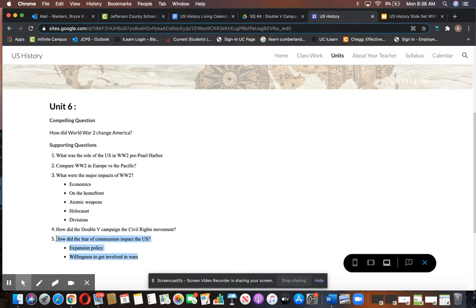And then when we meet for class on either Tuesday or Wednesday, depending on what day you have class, we're going to talk about supporting question number 5 of how did fear of communism impact the U.S. Okay, specifically talking about the expansion policy and willingness to get involved in wars.